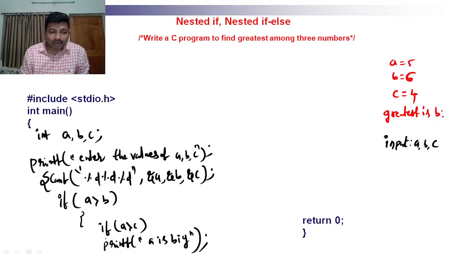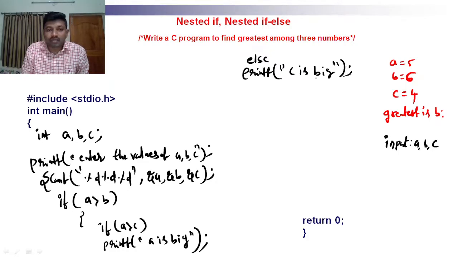But if this is false, if a greater than c is false, what does it mean? a is already greater than b, but I am sorry, a is less than c. What does it mean? Else I can write, let it be else. So can you guess it? a is greater than b but less than c. Who is big? c is big.